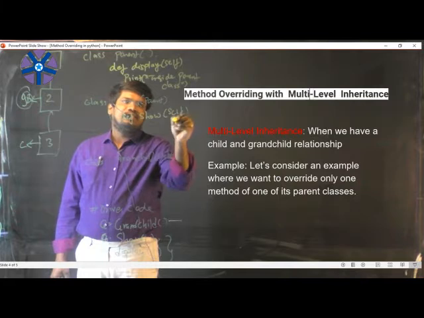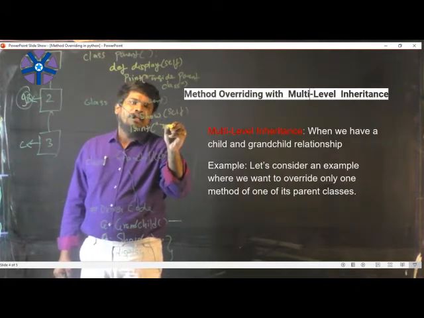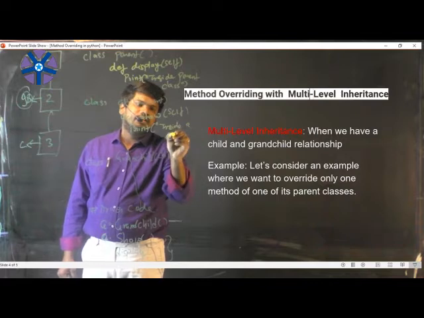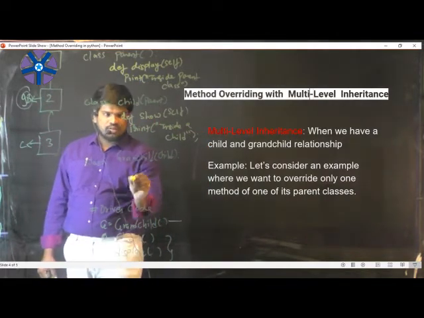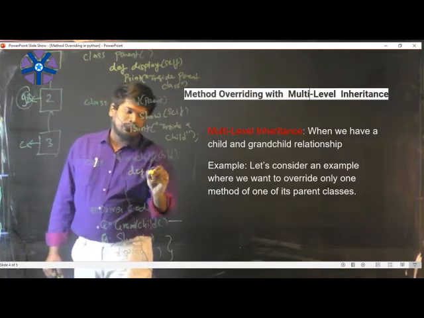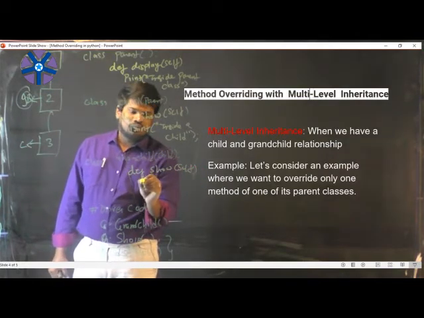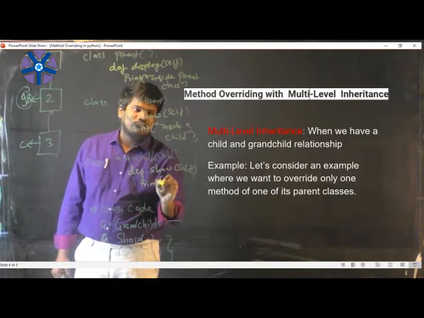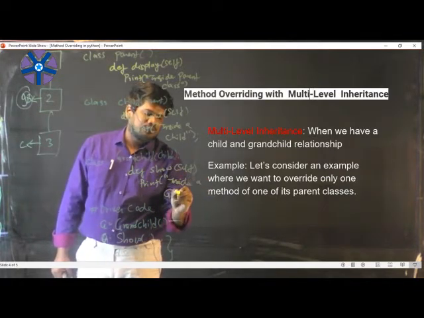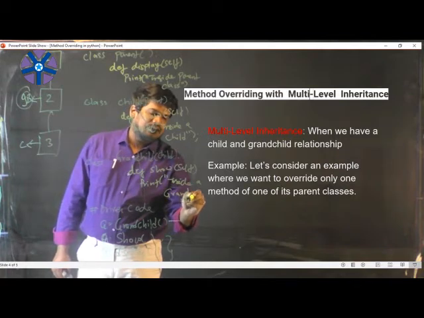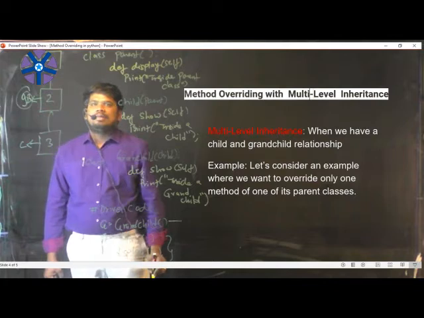I'll pass a self. So print inside a child, and next one, I am taking one more method, def show(self). So print of what I am doing is inside a grandchild. Inside a grandchild. So I am done writing here.